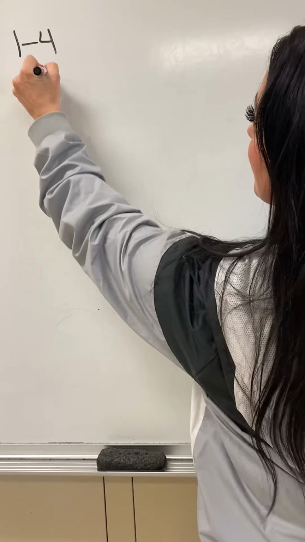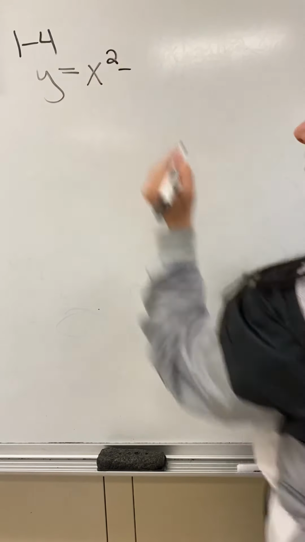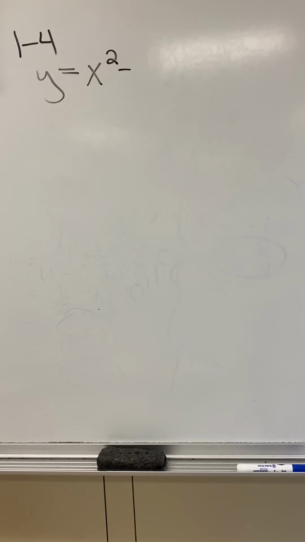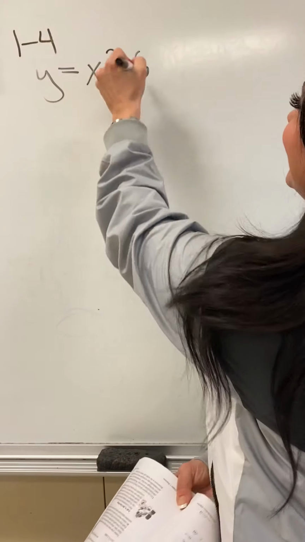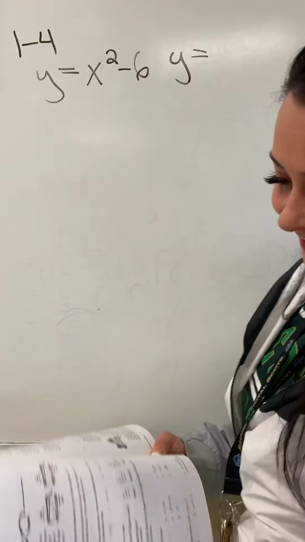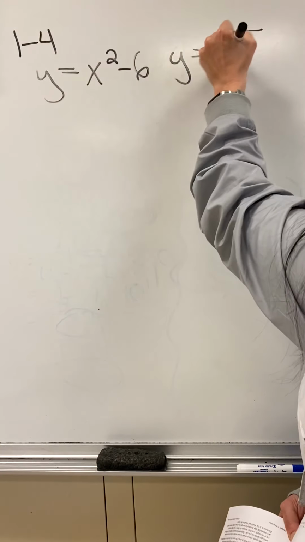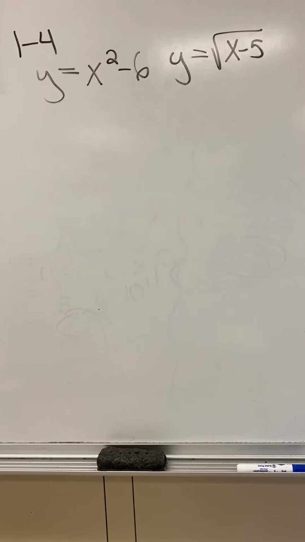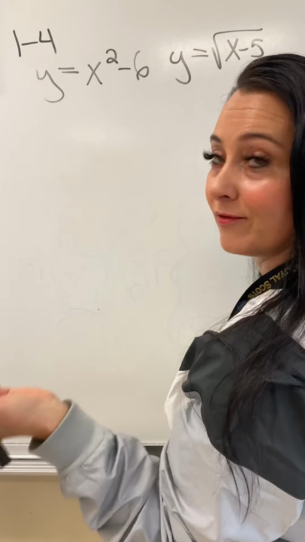So I'm going to start with the x squared minus, is it minus 6? Sorry, I forgot what it was. Oh yeah, it's minus 6. And then the other one, that's what I get for putting the book down. Square root of x minus 5. All right, so hopefully this time we will get the output of 5 that we're looking for.